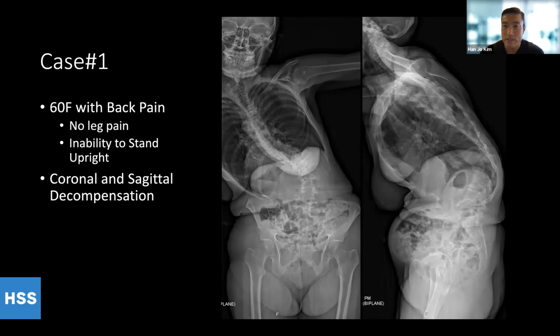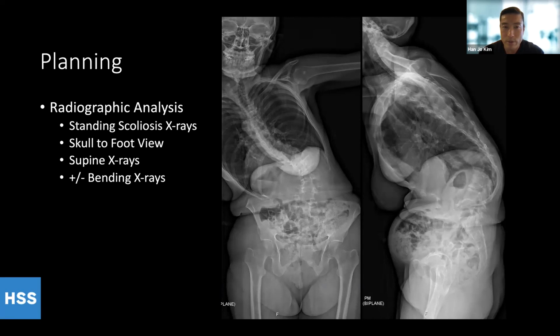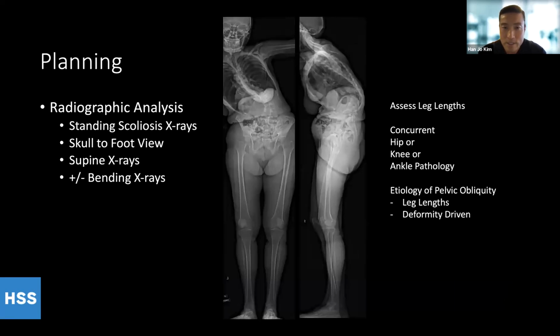So you could see here on the standing AP and lateral X-rays, she basically has what I would call a severe coronal and sagittal plane decompensation. So when I evaluate these patients, I usually start out with standing radiographs like this, but more and more, I'm also utilizing X-rays that go all the way down to the feet. And the reason why is because it's not uncommon for these patients to also have concurrent pelvic obliquity, hip or knee pathology, or even ankle pathology.